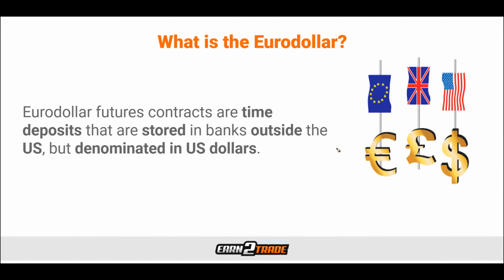Eurodollar futures contracts are time deposits that are stored in banks outside the United States. So we can think about it as money from the US that is being stored outside of the US, because at the end of the day, it is still denominated in US dollars. So once again, Eurodollar futures contracts are time deposits that are stored in banks outside of the US that are denominated in US dollars. This means that they are outside of the Fed's jurisdiction, which means they do bear higher risk, thus they have a higher yield potential.